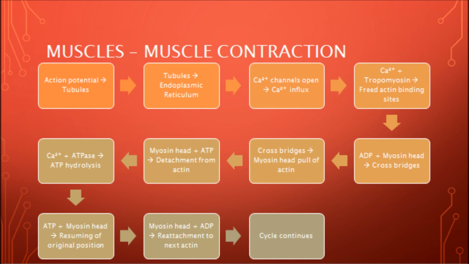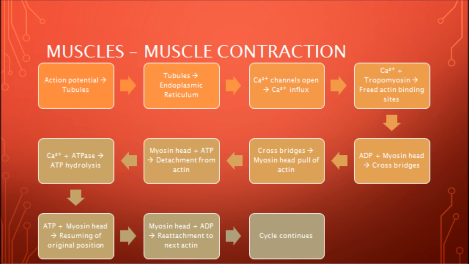An ADP molecule attaches to the myosin head, and this forms a cross bridge with the binding site on the actin. The myosin head changes its angle and pulls along the actin filament, releasing the ADP molecule. An ATP molecule attaches to the myosin head, and this detaches from the actin molecule.